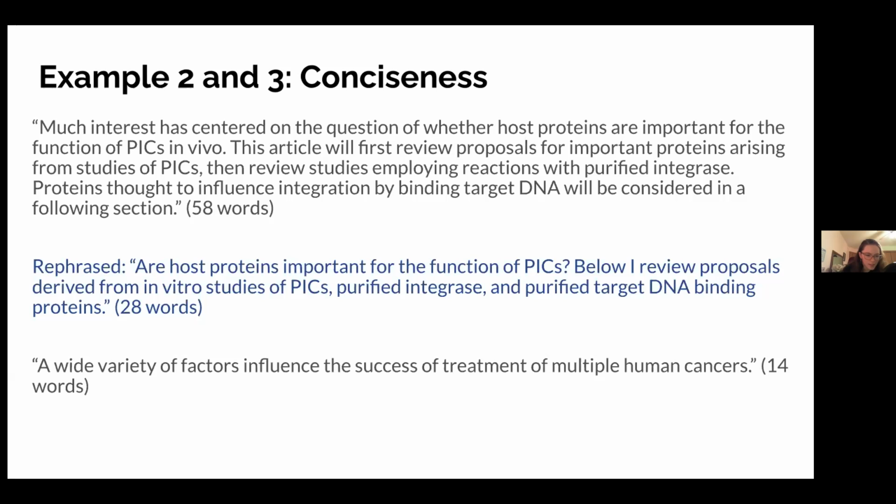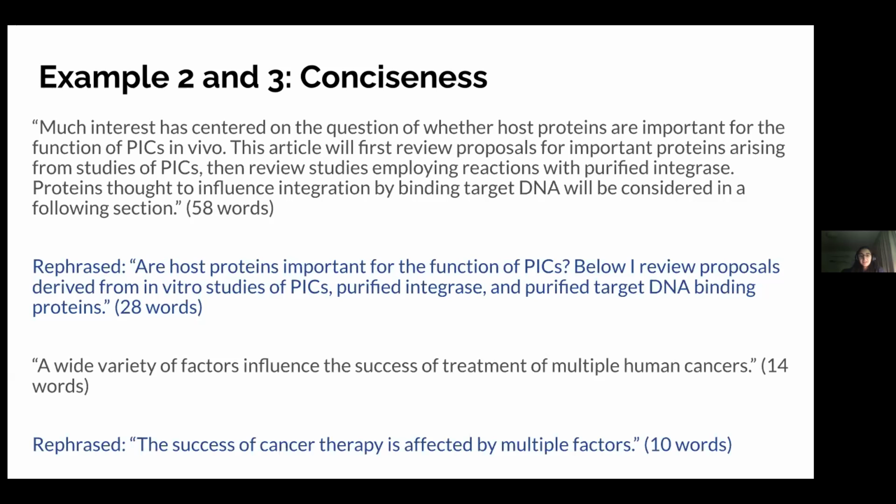Human cancers can be influenced by a wide variety of factors. Yeah, that's great. So the one that I have here is: the success of cancer therapy is affected by multiple factors, which is, I think, the one that you offered, and any concise version of it would work. Also, keep in mind that a phrase like "a wide variety of factors" can usually be replaced by reorganizing the sentence a little bit.